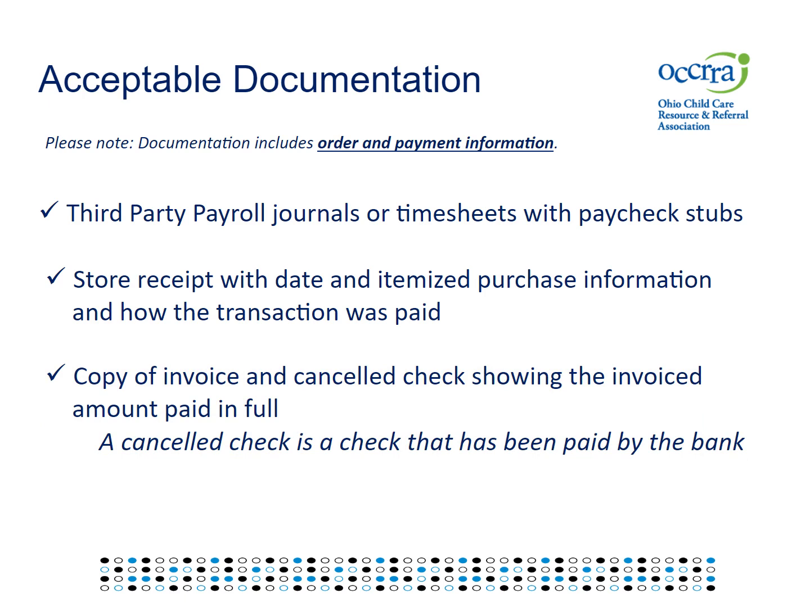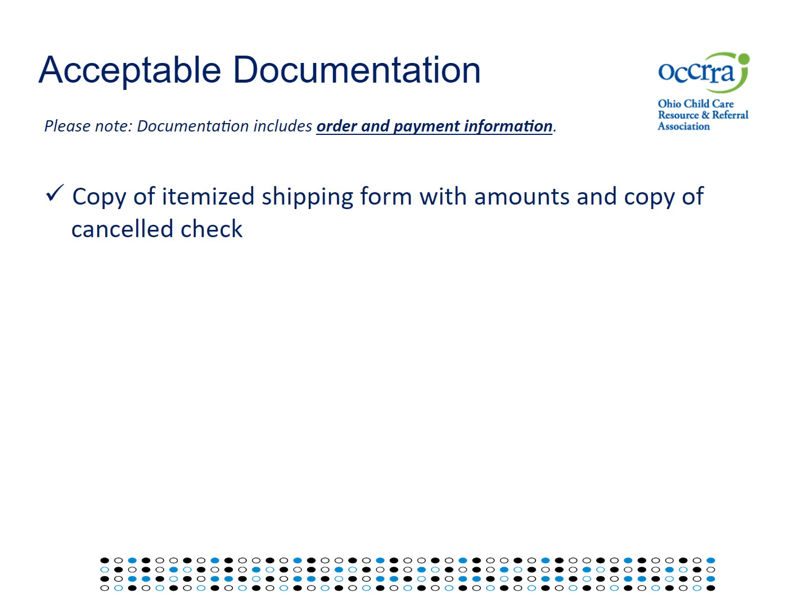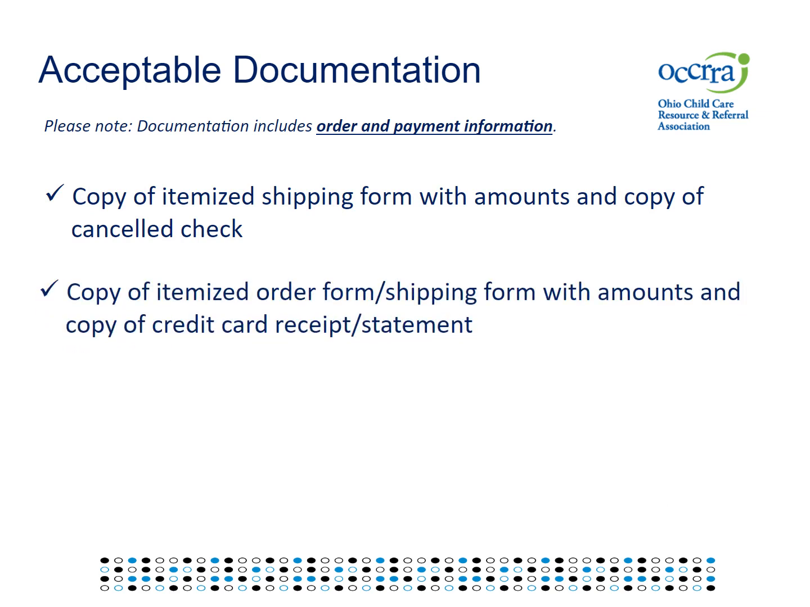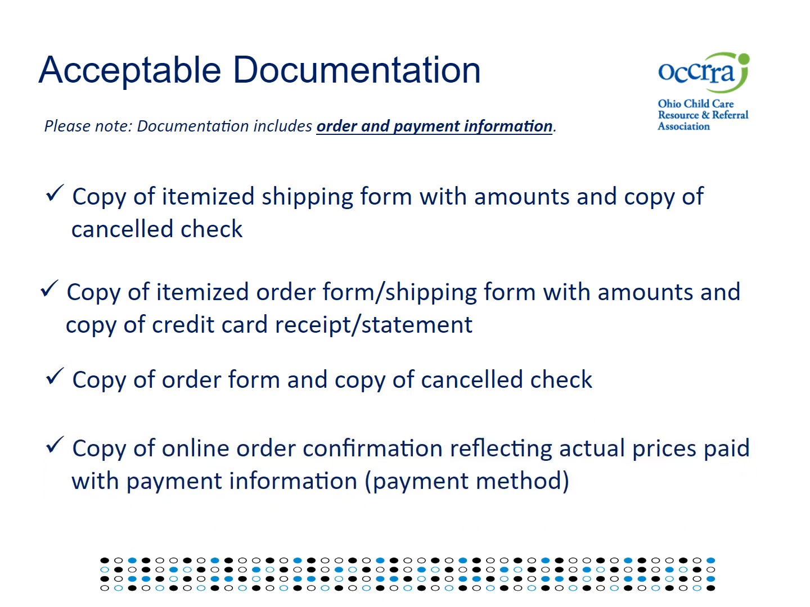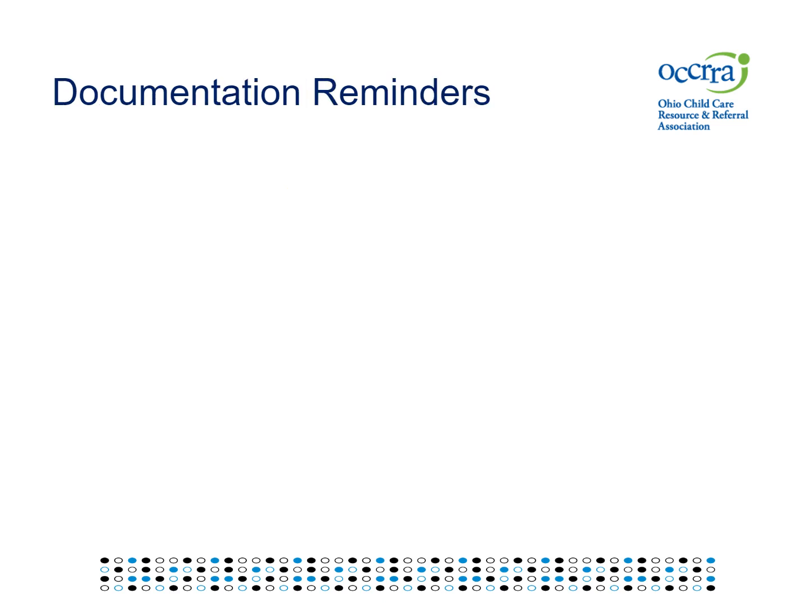After the money is deducted from the checking account, the bank will cancel the check so it cannot be used again. Copy of itemized shipping form with amounts and copy of canceled check. Copy of itemized order form or shipping form with amounts and copy of credit card receipt or statement. Copy of order form and copy of canceled check. Copy of online order confirmation reflecting actual prices paid with payment information.